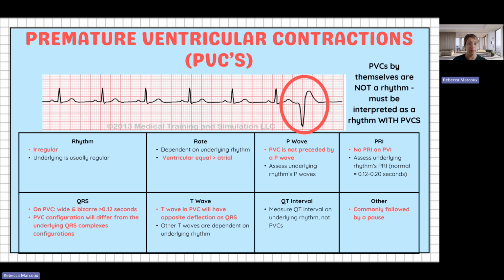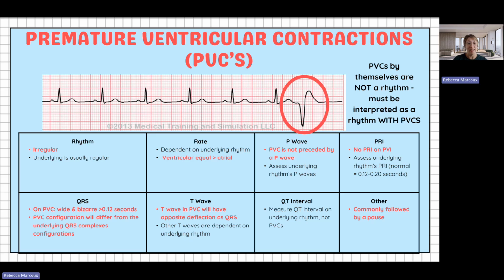If you see our regular rhythms, the QRS complex goes up and a T wave goes up, which is the opposite of our ventricular complex. Okay, so when we see a rhythm with PVCs in it, the rhythm itself overall is going to be irregular, but the underlying is usually regular. Again, the underlying is really dependent on what the underlying rhythm is. If it's atrial fibrillation, it's going to be irregular. If it's a sinus tachycardia, normal sinus rhythm, sinus brady, it's going to be an underlying regular rhythm.